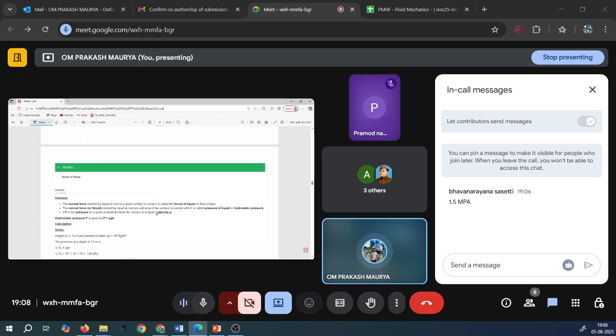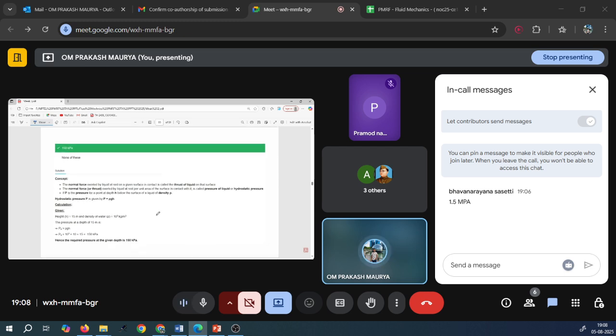The answer is 150 kilopascal. How? P is equal to rho g h. Rho is here 1000, g is 10 as I was telling, and h is 15. So it means 15 into 10 raised to 4, so you can write 150 into 10 raised to 3 pascal. For kilo, this will convert to 150 kilopascal. Hope you all got it. Now we'll move on to the next question.